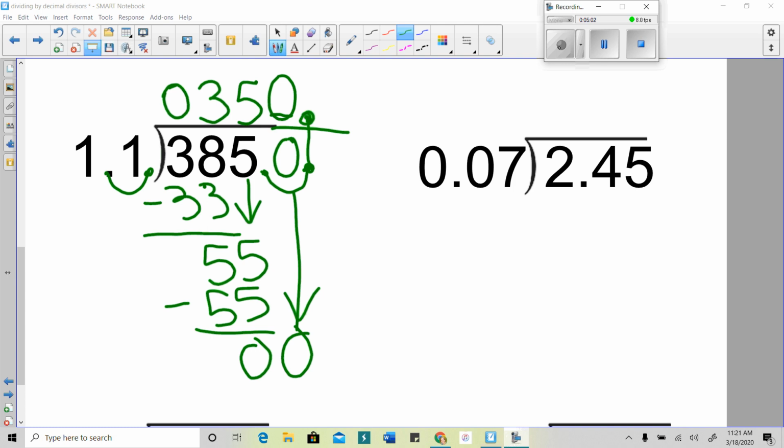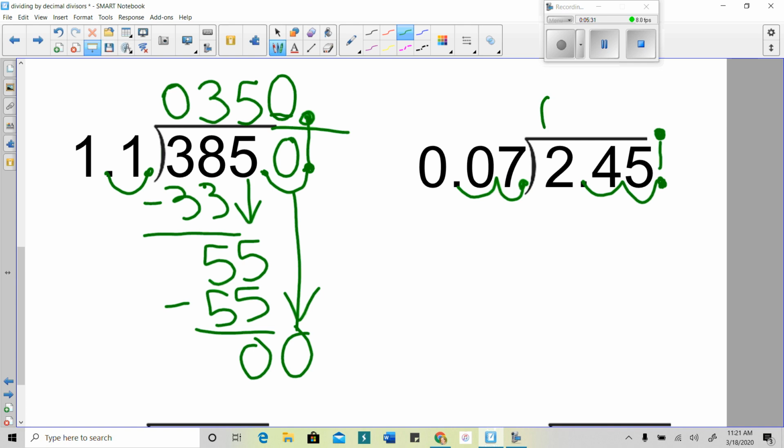Okay, so looking at this next one here, you'll notice that I actually have to jump twice, 1, 2 places, in order to bounce the decimal all the way out of the divisor. So I've got to also do that in my dividend here. So I'm going to take it and I'm going to jump it 1, 2 times. So if you want, you can go ahead and carry it up. It's going to be right there in your solution.